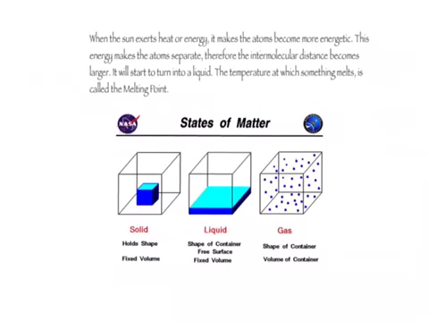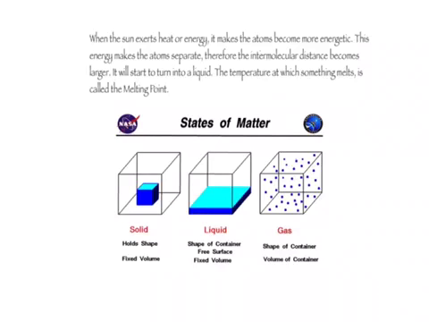As you can see in the previous picture, the solid, the ice cube, was turning into water or the liquid. This happens because when the sun exerts heat or energy, the atoms become more energetic, and the atoms separate, creating a larger intermolecular distance, or the distance between molecules. It will start to turn into a liquid then. The temperature at which it turns into a liquid is called its melting point.